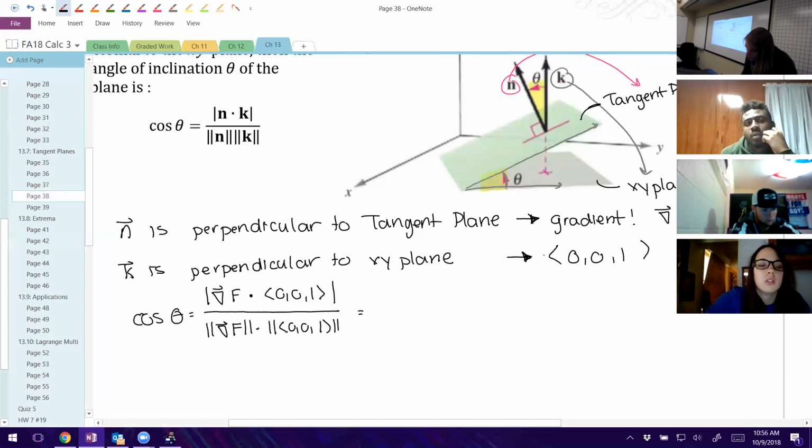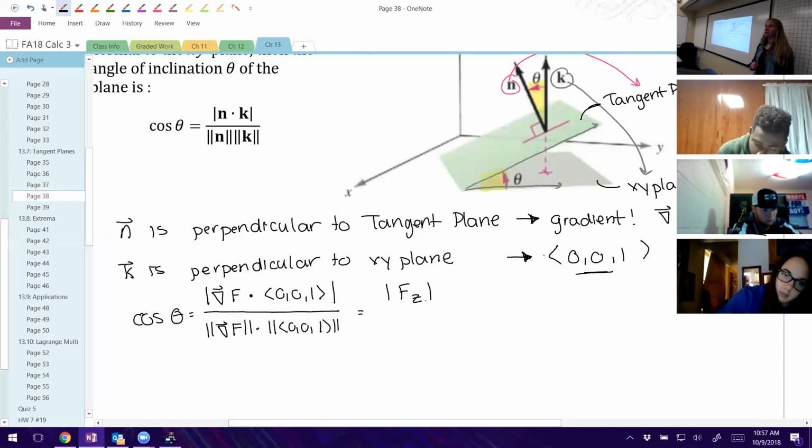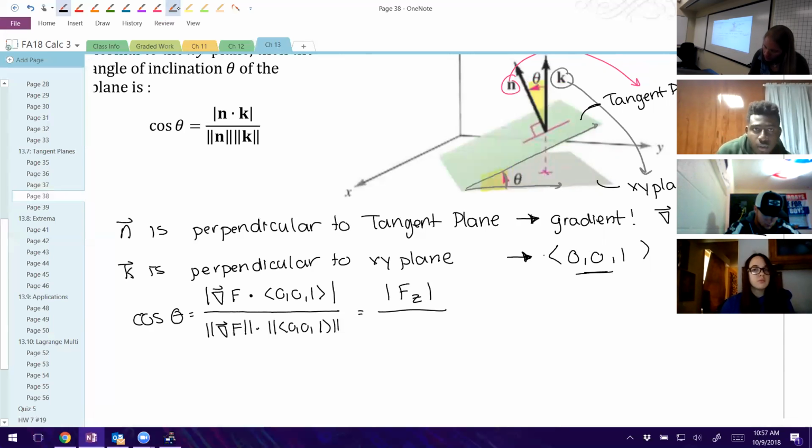It's going to be the gradient vector dotted with this, so 0 times the partial with respect to x is gone, 0 times the partial with respect to y is gone. We're just going to have left the partial derivative with respect to z. Okay, so the rest of it we really don't care about here. How about in the denominator? What can we do to simplify that?